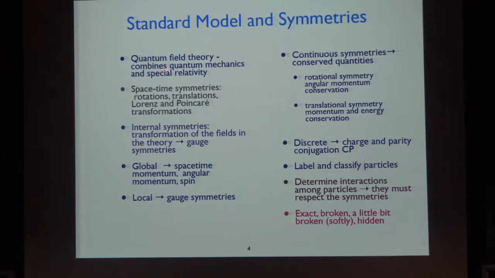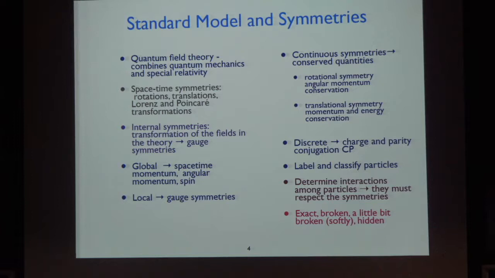Quantum field theory combines special relativity and quantum mechanics. Then we have space-time symmetries: rotations, translations, Lorentz and Poincaré transformations. We have internal symmetries, which tell us about the intrinsic properties of the particles, like spin and charge. Some of these symmetries can be global, like space-time momentum, angular momentum, and spin, or local, like the gauge symmetries.